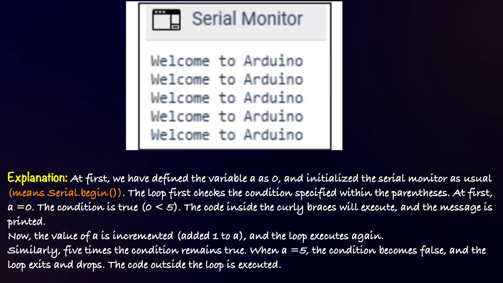Now the loop checks the condition again, that is, if 1 is less than 5. We know that is true, so it executes again. Now when a finally becomes 5, the condition becomes false. Why? Because 5 is equal to 5, it's not less than 5, right?